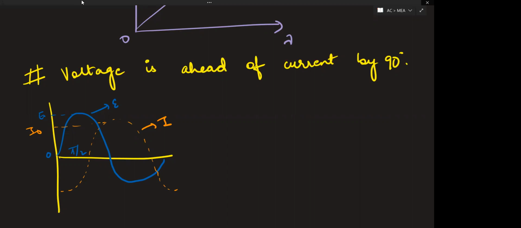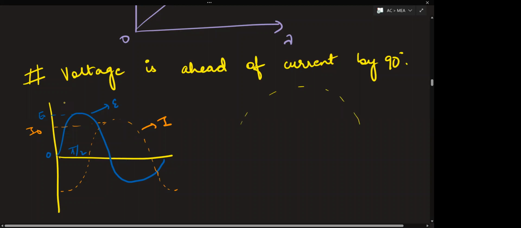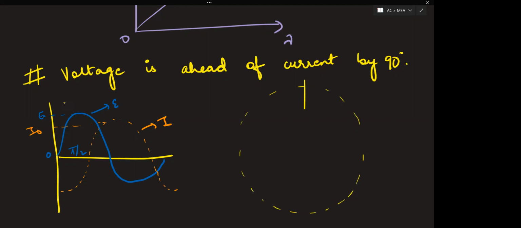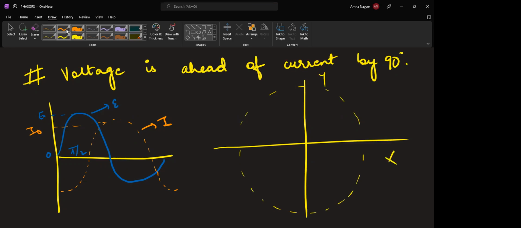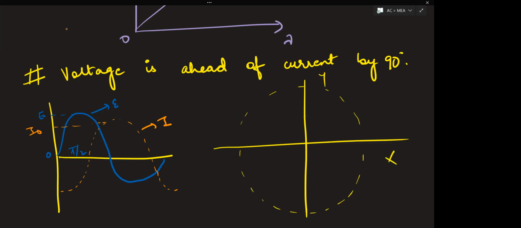If you have to represent it through the phasor, see if your EMF is here, this is E naught, this is EMF, this is making omega t normal.